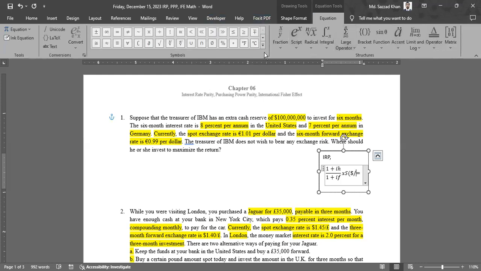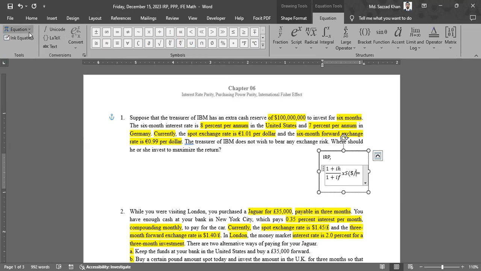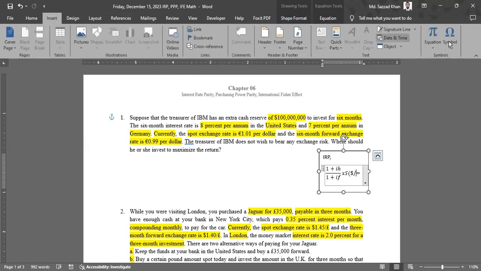Let's see, where's the euro? Does it have a euro here? Okay, insert symbol. Here's the euro option.